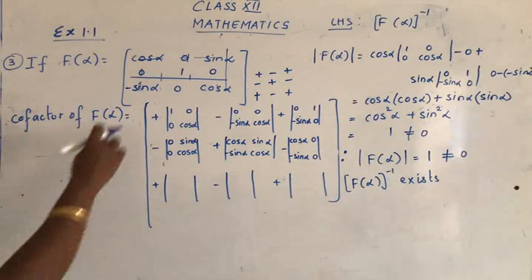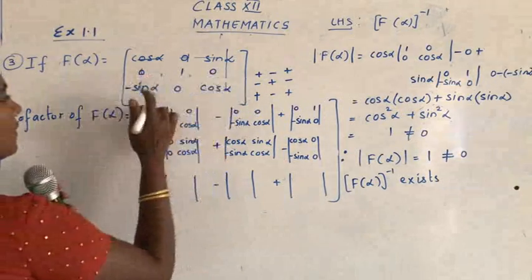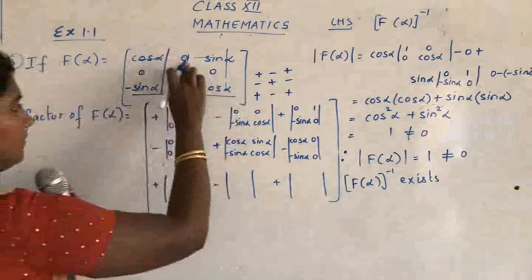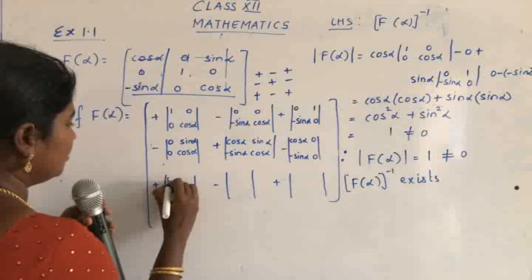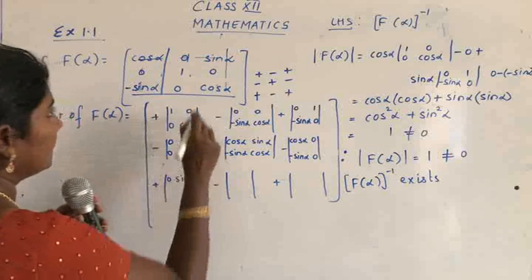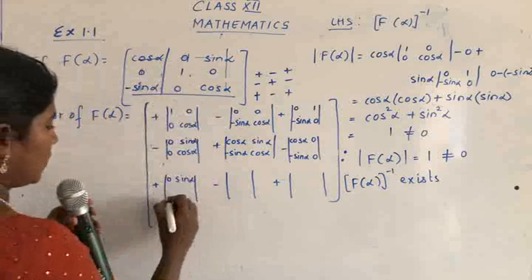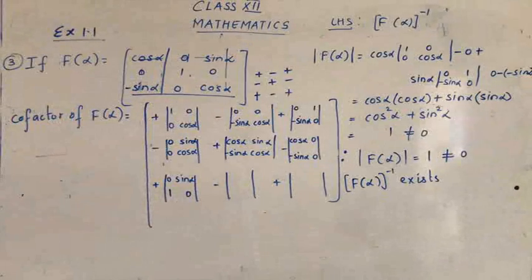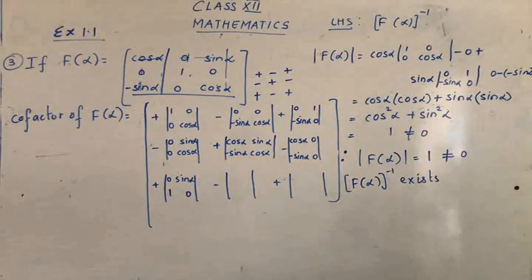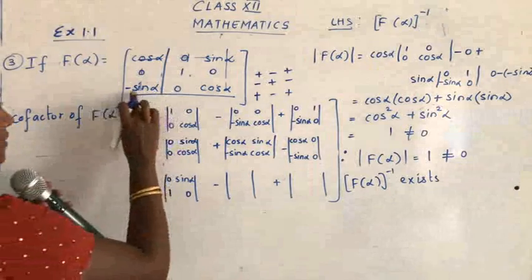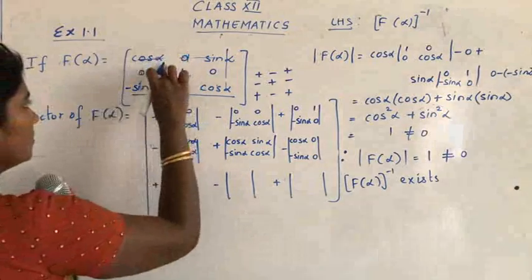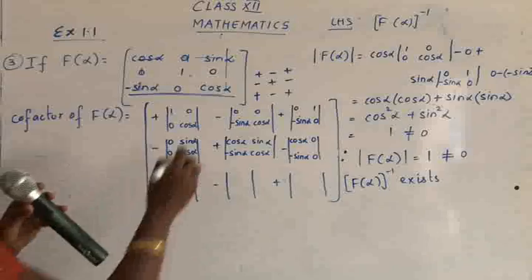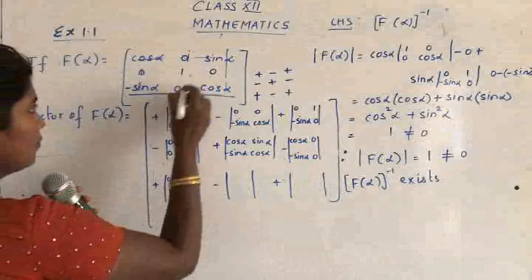Coming to the third row, corresponding row and column. So what is left now? 0 sine alpha, 1, 0. So what do you get? 0 sine alpha, 1, 0. Next thing, for 0, eliminate the corresponding row and the corresponding column, this row and the column.